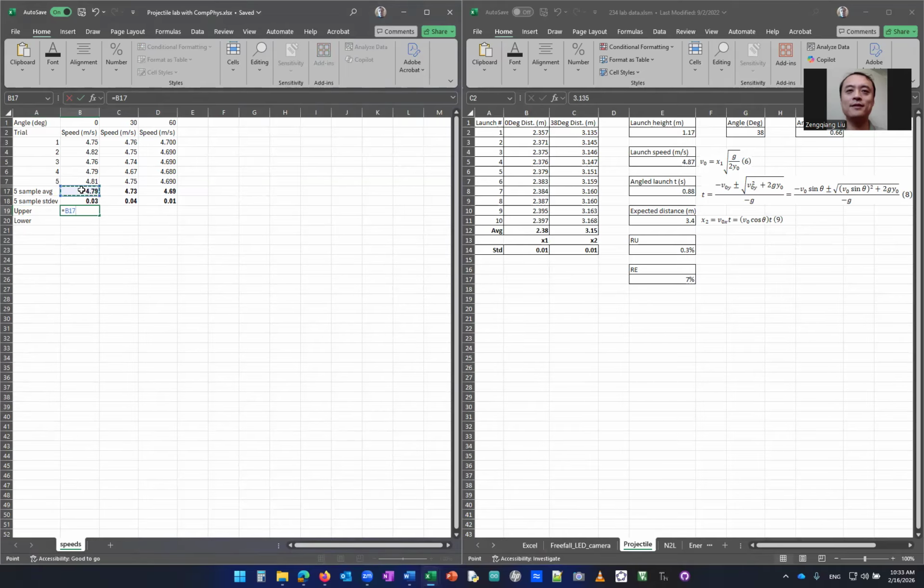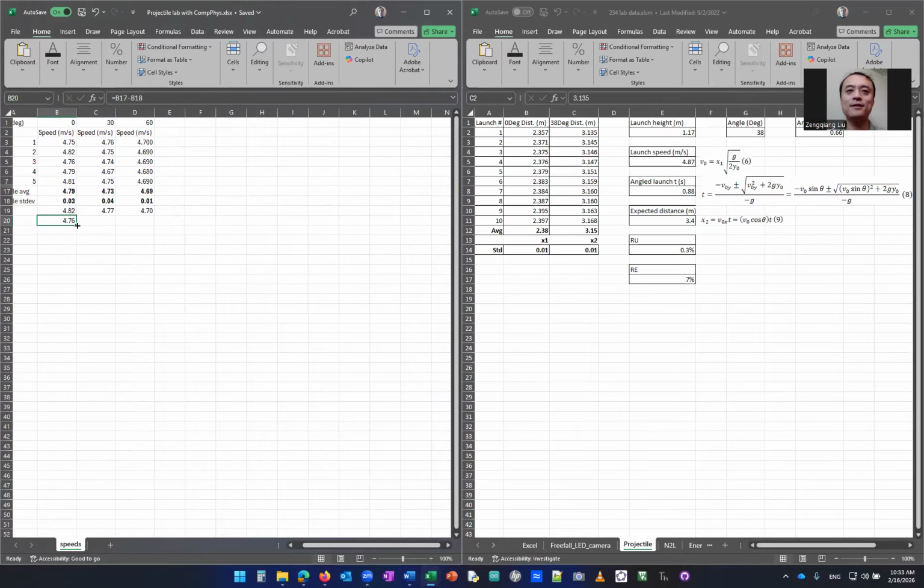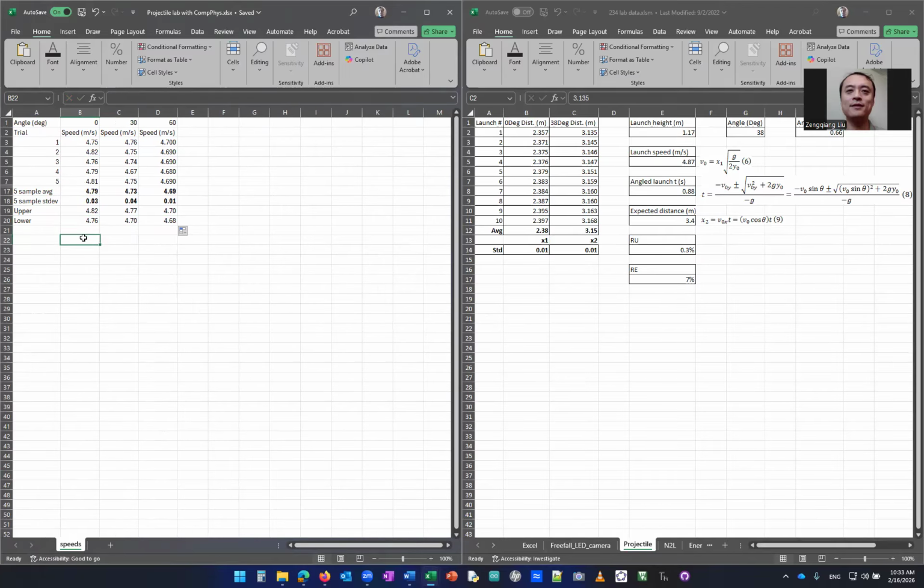So I just take the average plus standard deviation. I'll do that for all three. Lower is average minus standard deviation. So this gives us a range. Okay, so this gives us a range. So the idea is, does this range overlap with this range? If it does, that means the two numbers are, well, sort of the same because they overlap with their uncertainty.